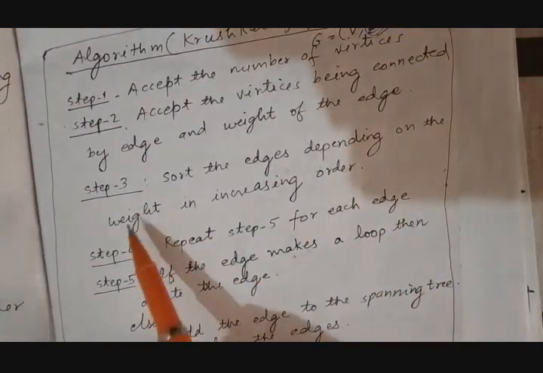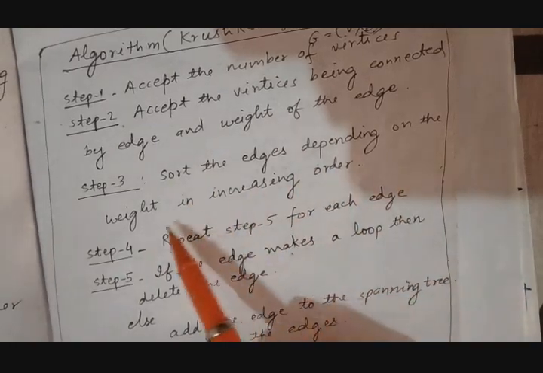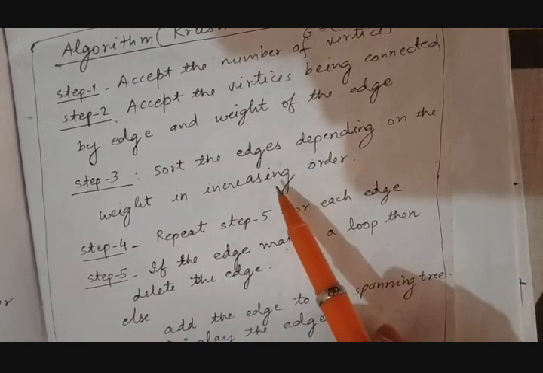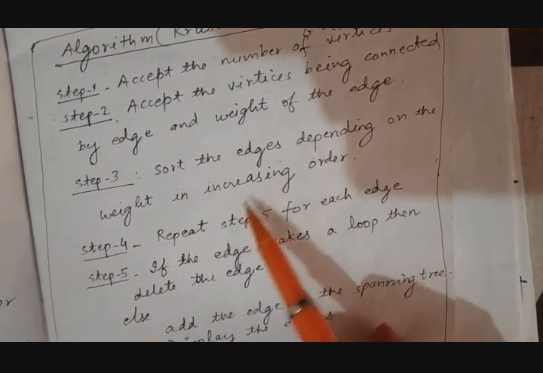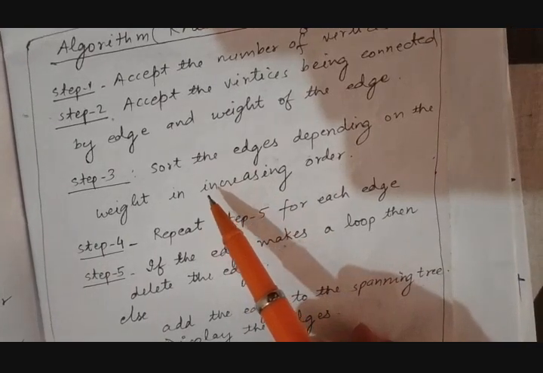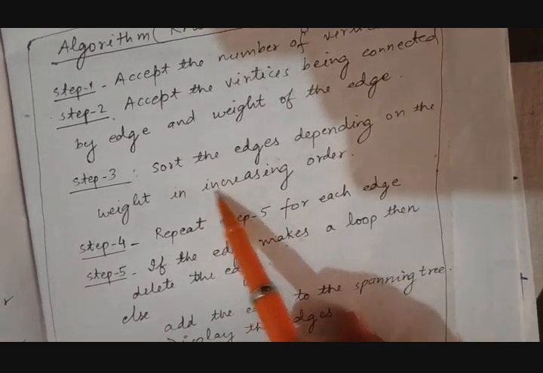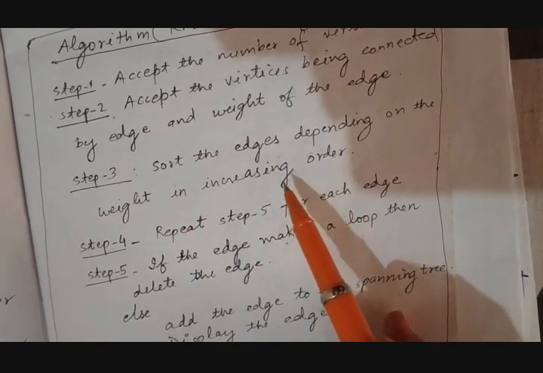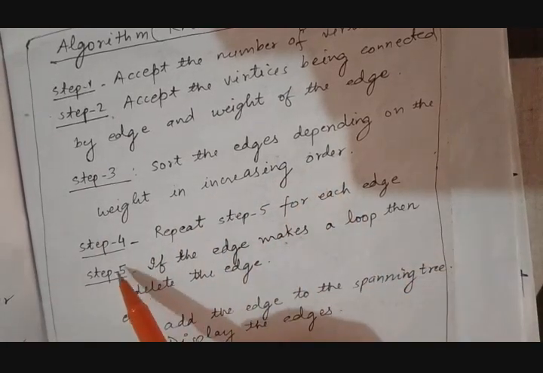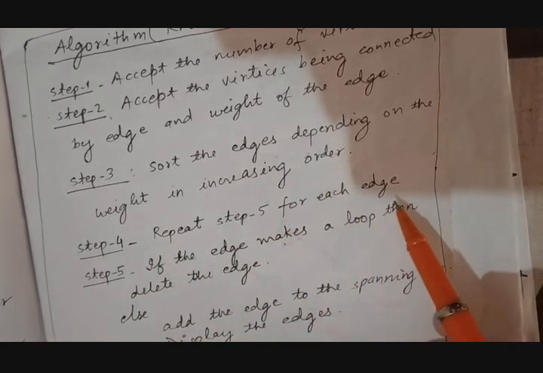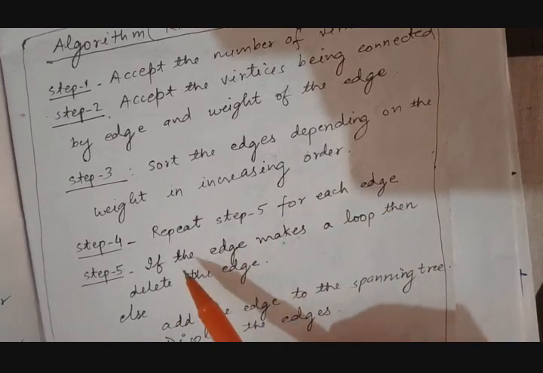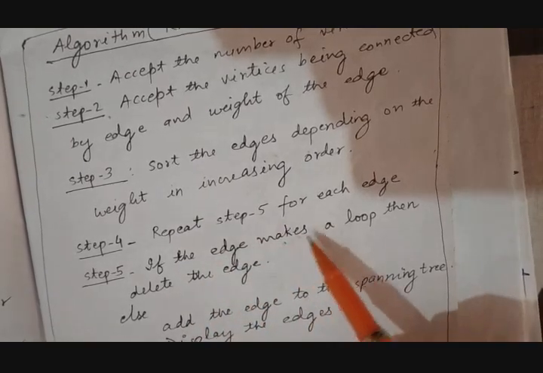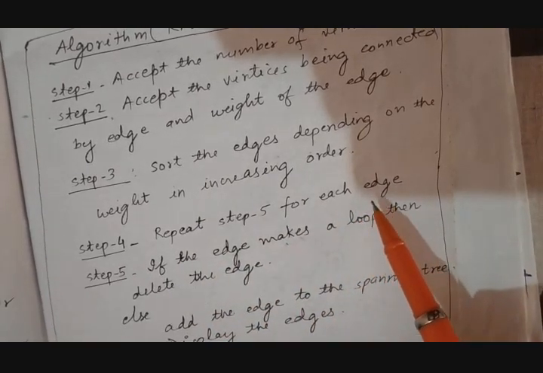Now step 3 is sort the edges depending on the weight in increasing order. So we will take input the weights of all the edges, then we will sort those edges in increasing order of their weights. Now step 4, repeat step 5 for each edge. Here we will run a loop, and this step 5 will be repeated for each edge until all the edges are accessed.